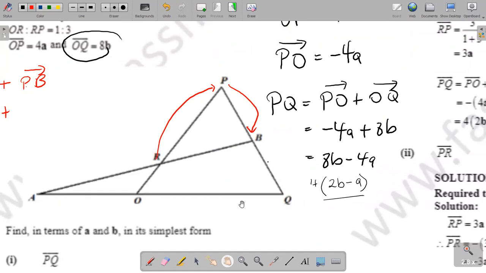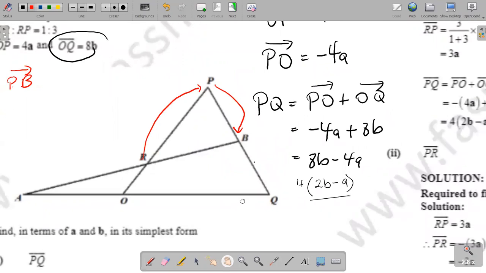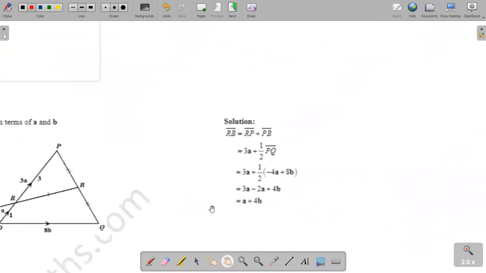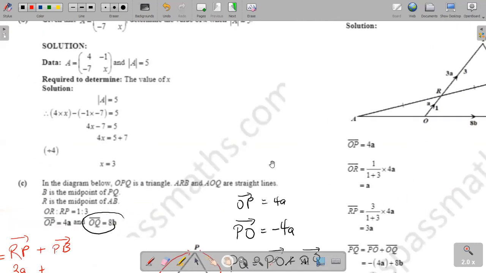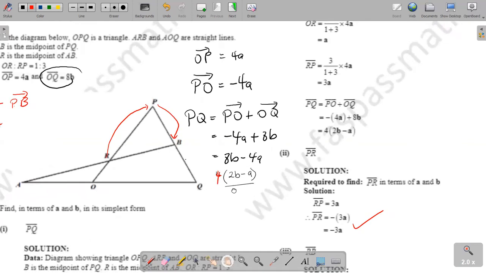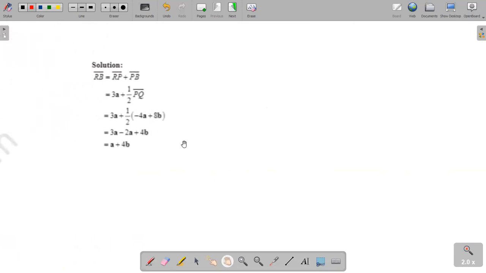PB is half of PQ. Don't we know what PQ is already? Look here. 3a plus half of PQ. Right or wrong? And we know that PQ, we found it before. Remember, we found it. Look here, 4, so it's half of this. Talk to me. Everybody with me?